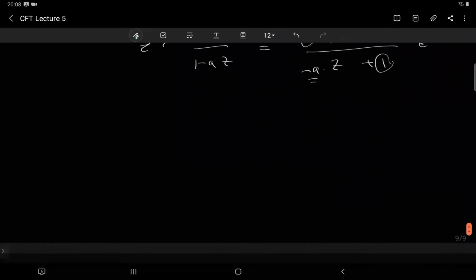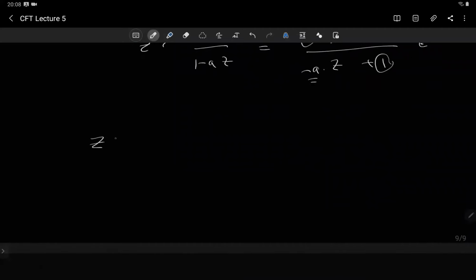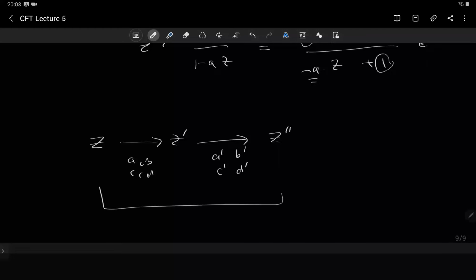Also, suppose I do 2 transformations. Suppose I do first a transformation from z to z prime with some parameters a, b, c, d, and then do another general conformal transformation, z prime to z double prime, with new parameters a prime, b prime, c prime, d prime. Since it's a group, the single combined transformation with a double prime, b double prime, c double prime, d double prime should also satisfy the same equation, that ad minus bc should be equal to 1. So we are now checking whether it's a group or not.